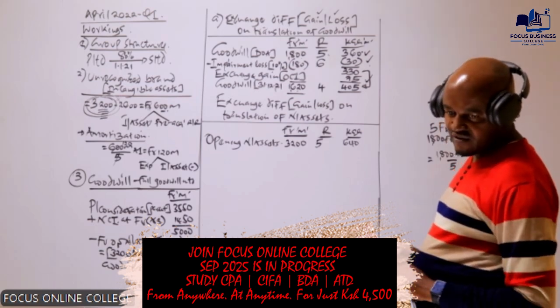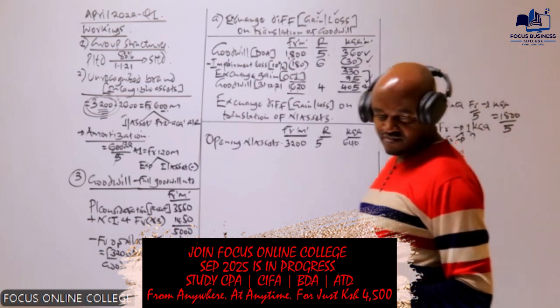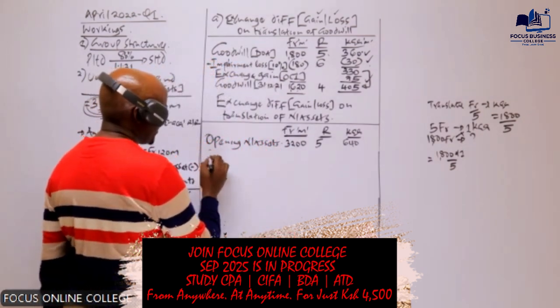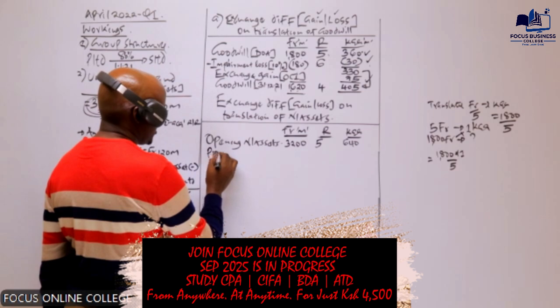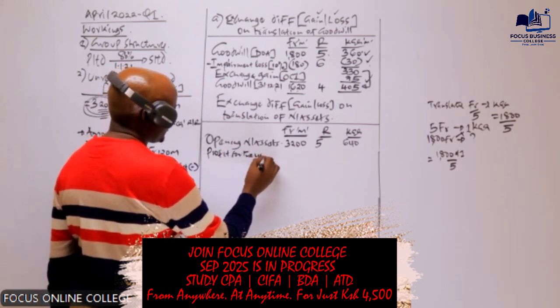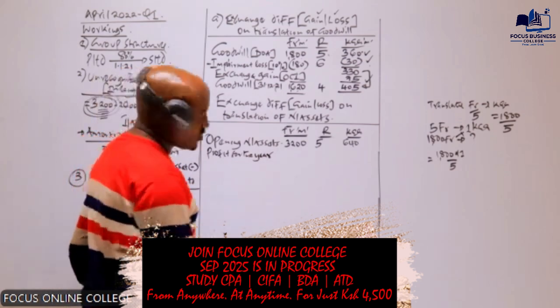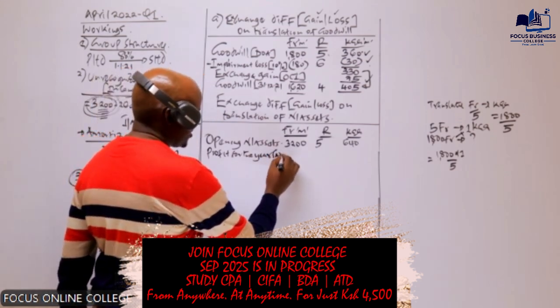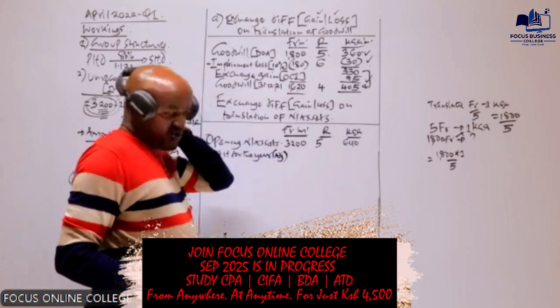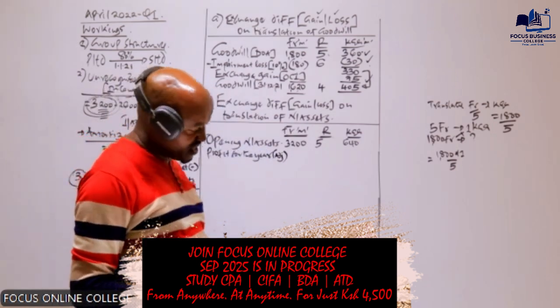Are you getting 640? Yes, 640. Then to this, we add the adjusted profit for the year, the profit for the year of the foreign subsidiary. Basically, that one should be the adjusted one. So let's go to the income statement of S Limited, which is a foreign subsidiary.